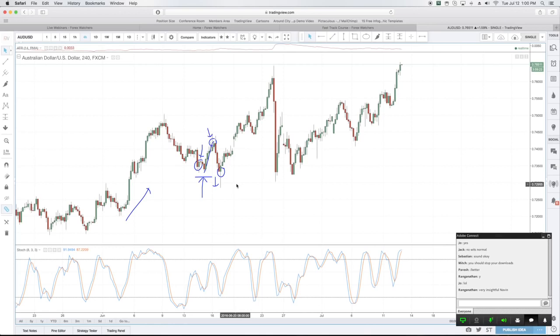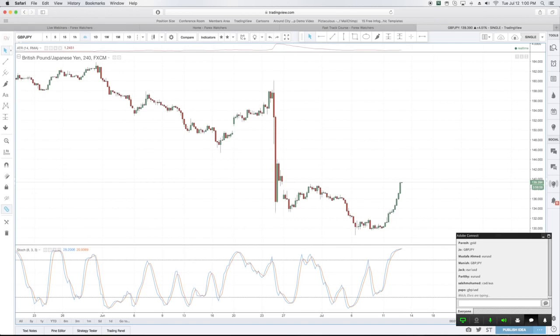Okay, so let's do some more examples and see if you guys can follow along. Give me a pair, guys. What pair do you like? Gold we'll leave out of this for now. Pound yen. Okay, there's 2 for pound yen. Let's do pound yen.